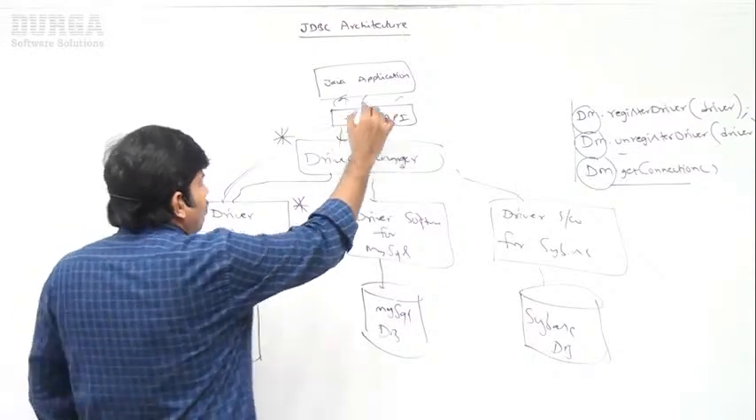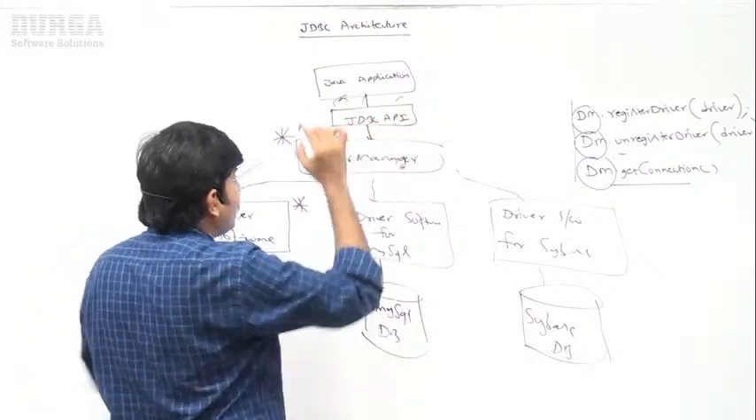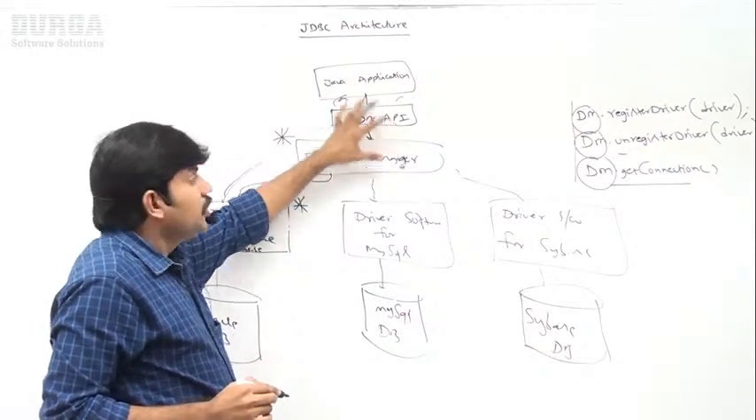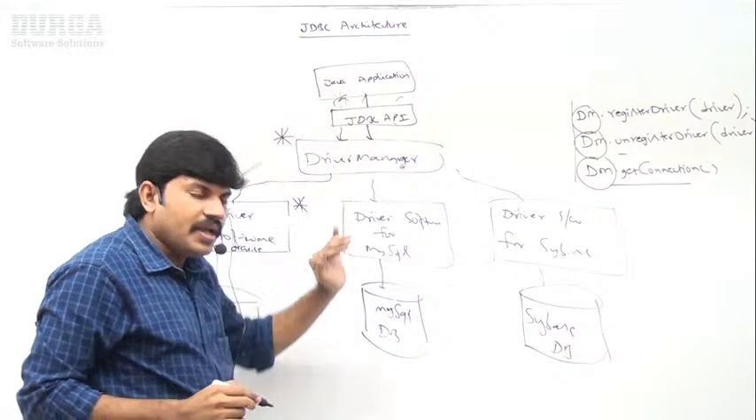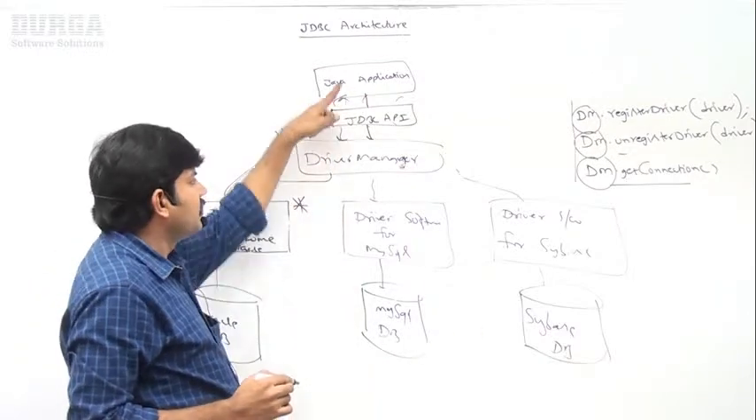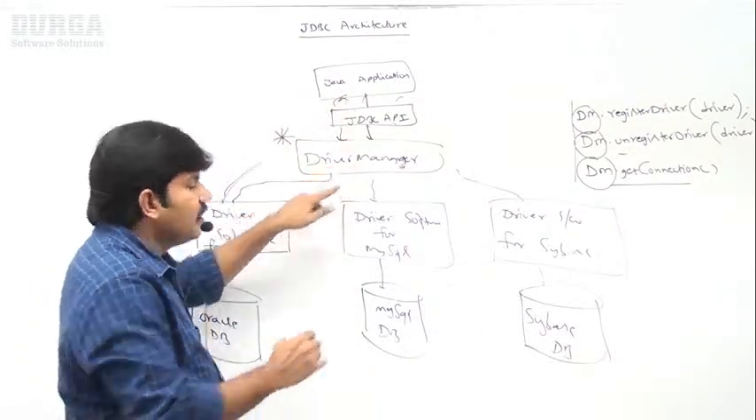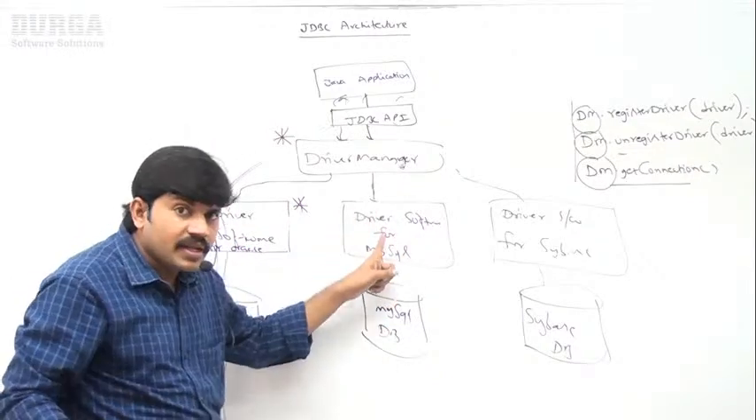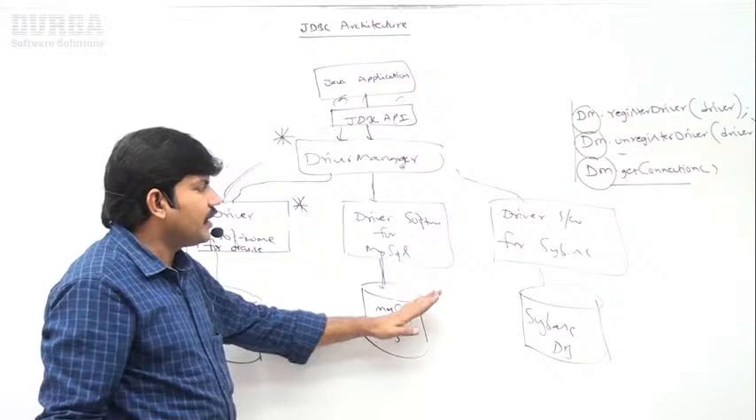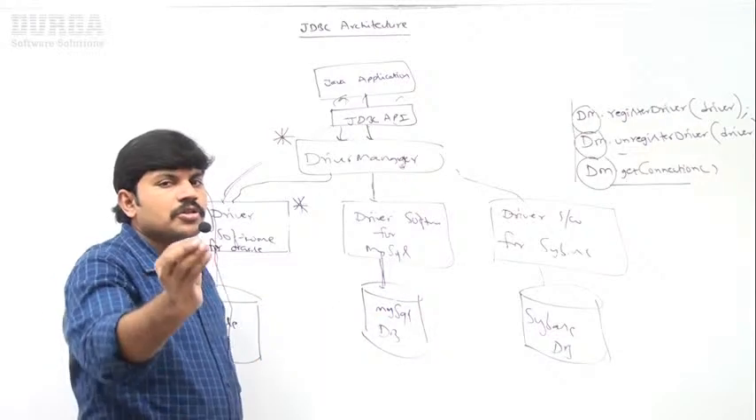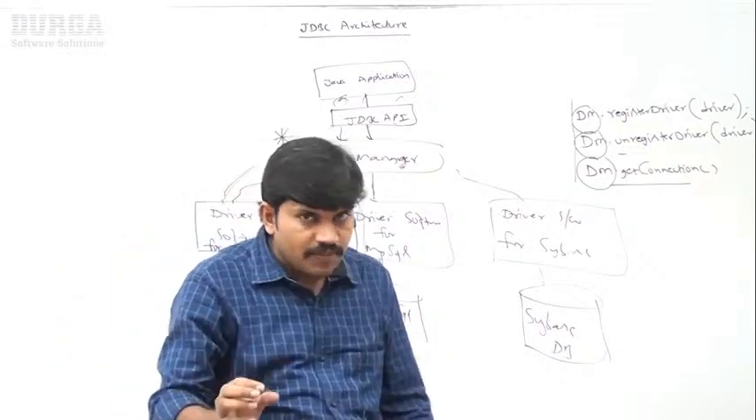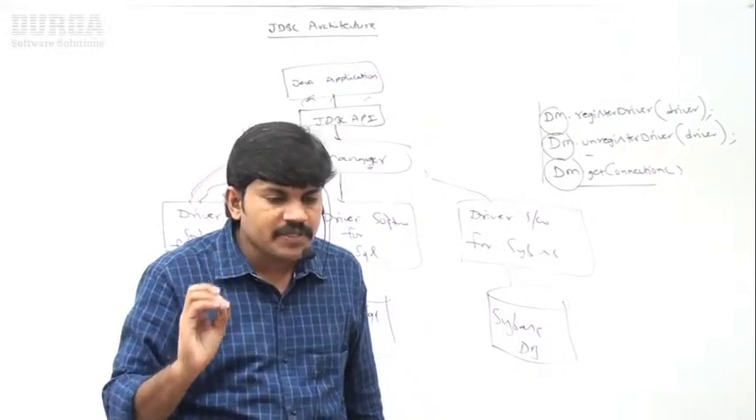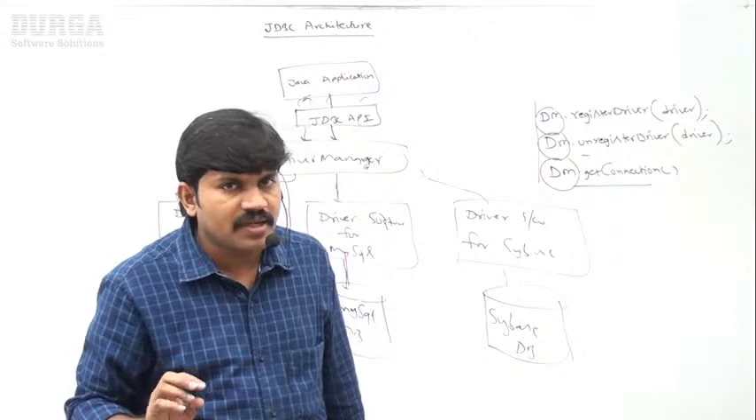So Java application, JDBC API provides a driver manager. If a Java application requires anything with respect to the database, it will ask a driver manager. Driver manager can communicate with the driver software. Driver software can communicate with the database. This is the brief discussion about JDBC architecture. Are you able to understand, right? If any person is asking, can you please tell what is the JDBC architecture?